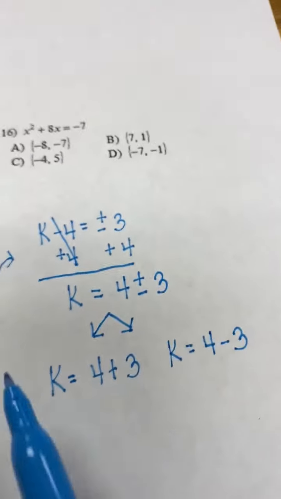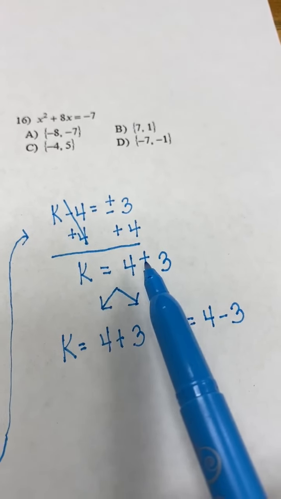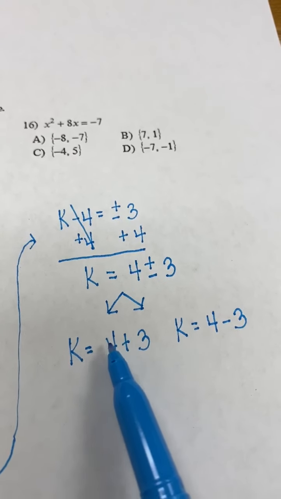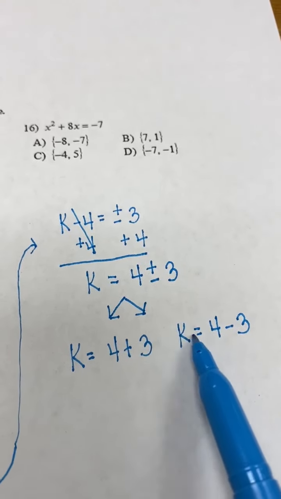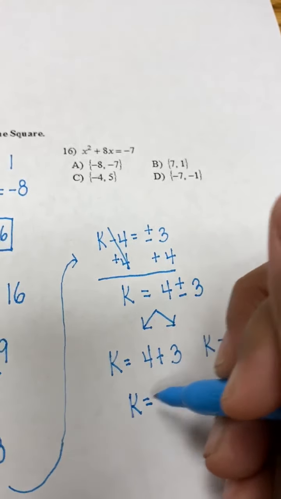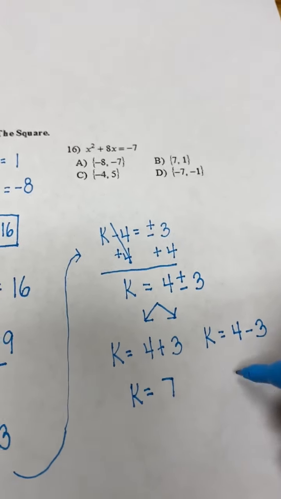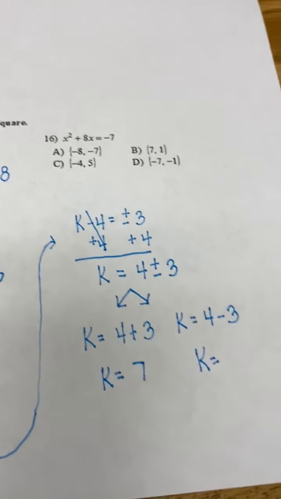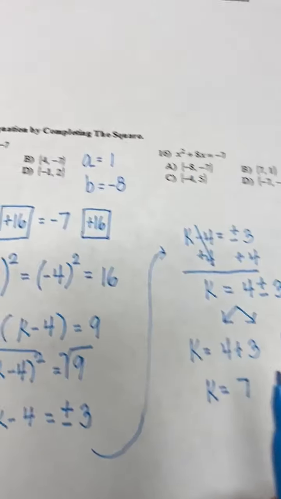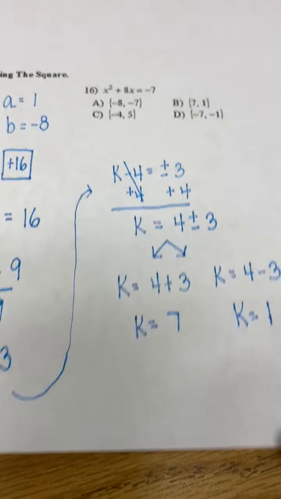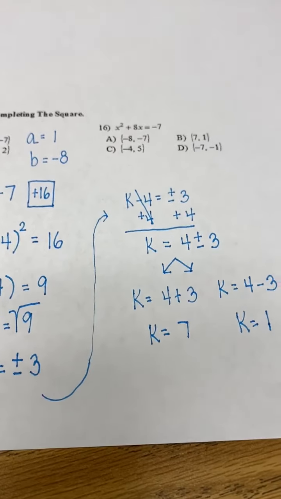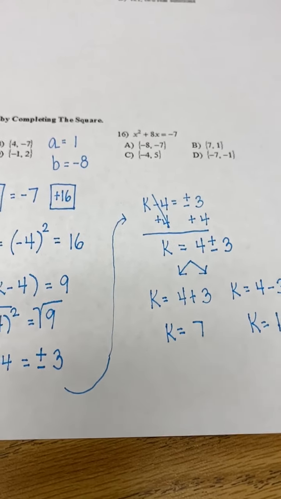See what I did? I took that k equals 4 plus or minus 3 and I get two solutions. One of them is k equals 4 plus 3, and the other is k equals 4 minus 3. Then you solve. 4 plus 3 gives me 7, and 4 minus 3 gives me 1. So this problem is going to have two roots, two solutions, two zeros, two x-intercepts. And that's how you find your roots, solutions, x-intercepts, and zeros.